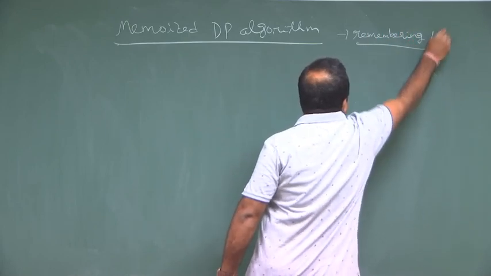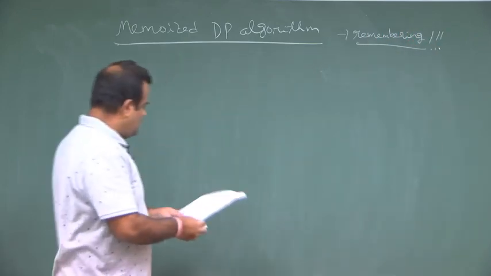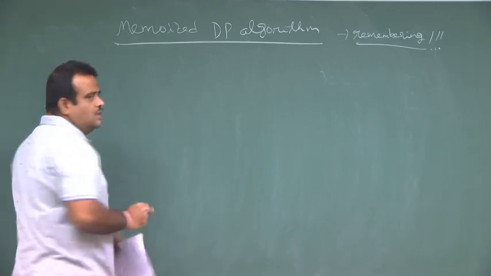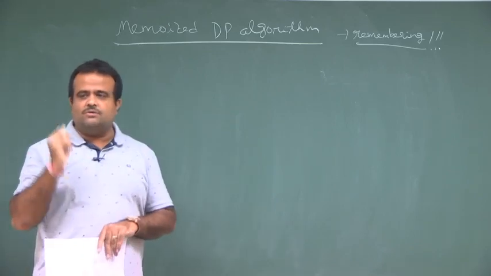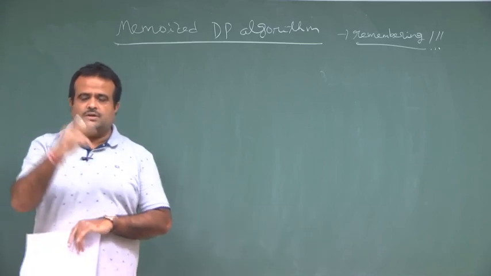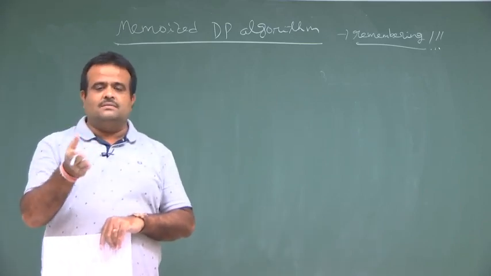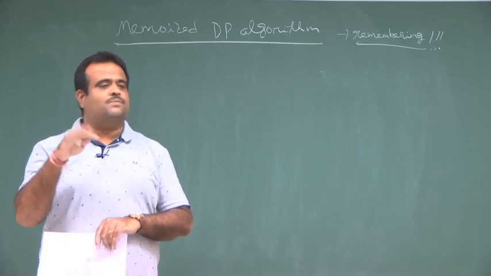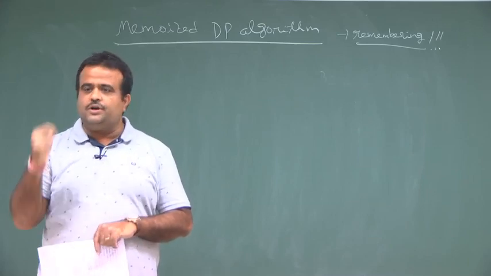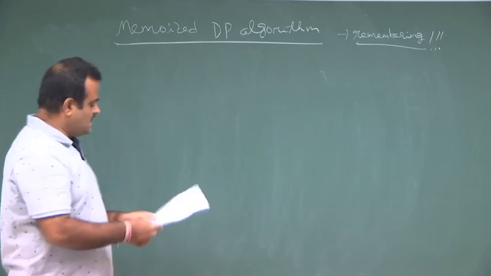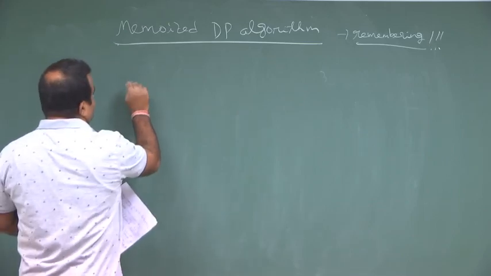Okay. So, we remember the value. How do we remember? We use a dictionary. Once we compute the value, we put it into the dictionary. Now, when we look at the dictionary, if the value is there, then we will get that, otherwise we have to compute it, and once we compute it, we put it into the dictionary. So, that is the memoize, that is the remembering.